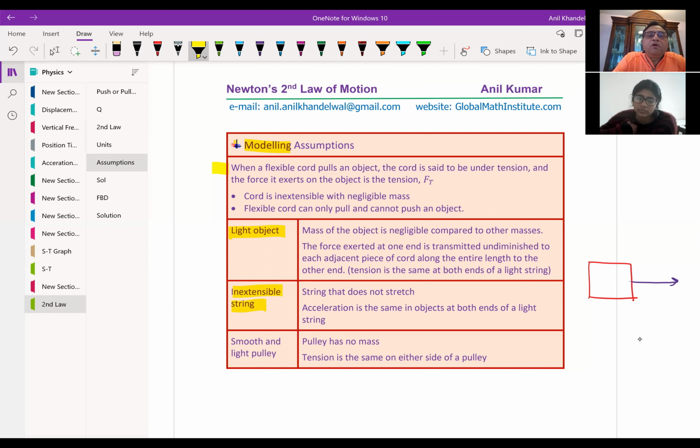Once again, when a flexible cord pulls an object, the cord is said to be under tension. If I am pulling it with a force, let us say F, then there is a tension, and we call that force the equal and opposite force F of t. Do you see that? When you pull, F of t is the force which acts from the string on the object. So an equal and opposite force acts at this particular stage.